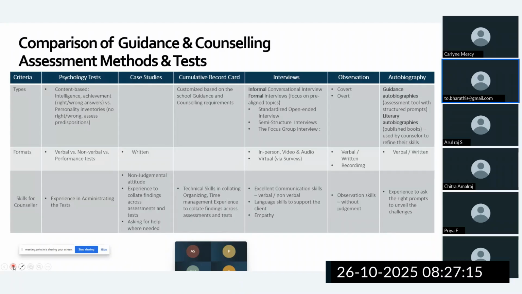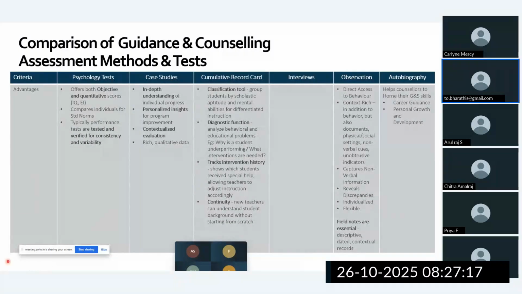Okay, let me go. Next, what are the advantages? Okay, I missed updating the interview. I didn't realize. So what are the advantages we have? We covered the majority, but there is going to be a quick refresh again, right? It helps us to get objective as well as quantitative scores.